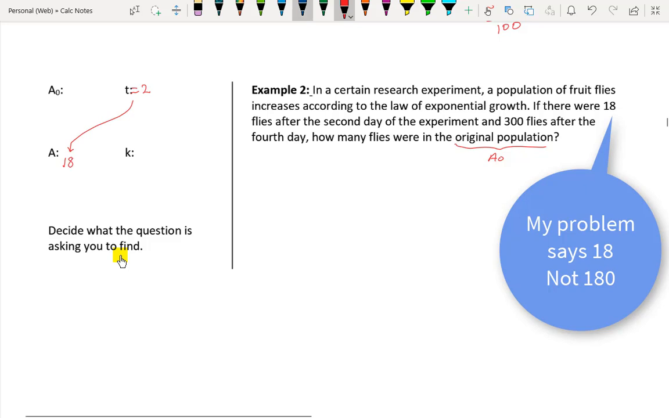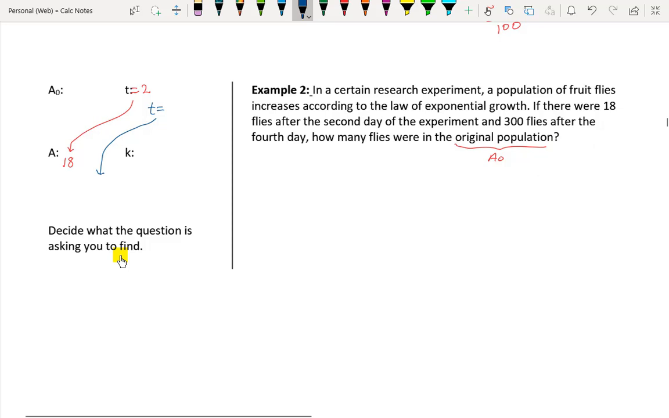And then we had 300 flies after the 4th day, so at t equals... excuse me, not t equals 300. Let's see, the second day, that's going to be the 4th day, so t equals 4. That's going to be 300. Okay, so I'm given 2 t values, 2 a values, and they want me to find a sub 0.